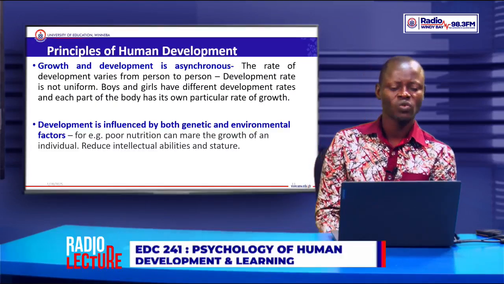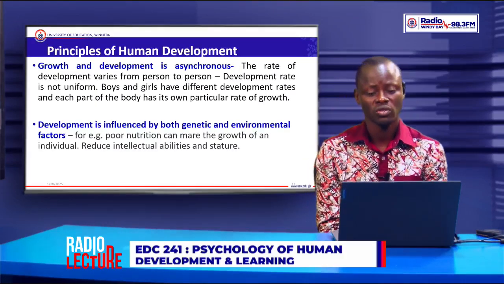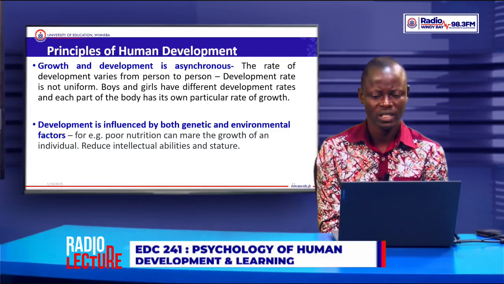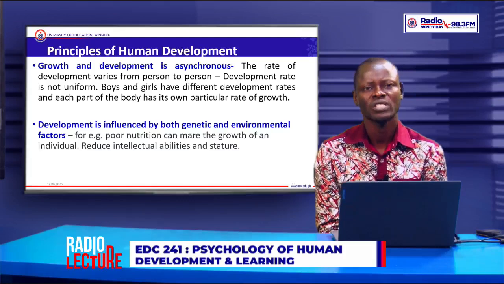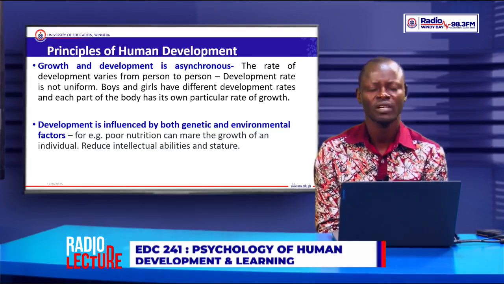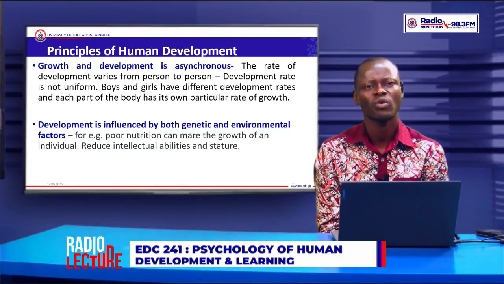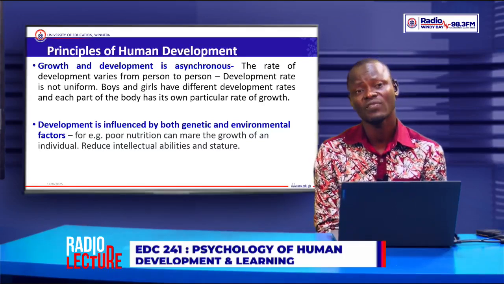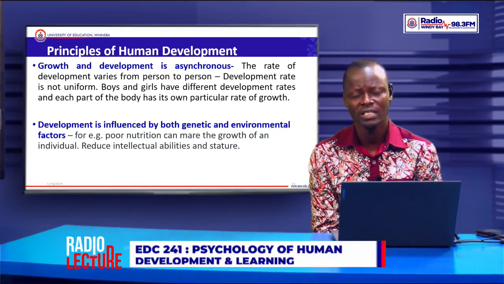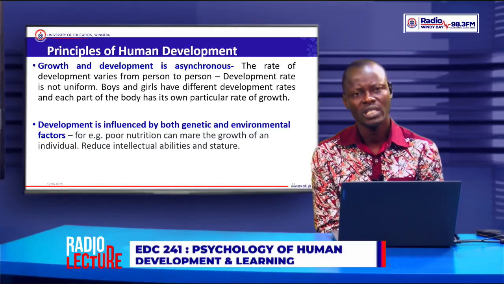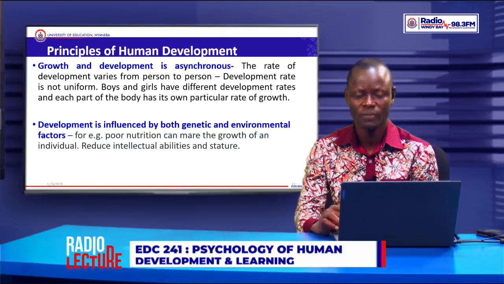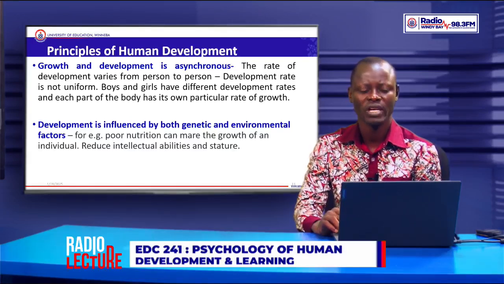The next one is that growth and development is asynchronous. Asynchronous simply means that they vary from person to person, and it is the same as we see for boys and the same as we see for girls. But when we compare girls and boys, we normally see that the girls will develop faster than the boys. Even among the boys, some will have a different developmental rate as compared to others. And the girls too may not be the same when you compare girls and girls. They may have different ways of developing and growing based on their genetic makeup and the environment where they find themselves. Diet can contribute to some of these things as we see.